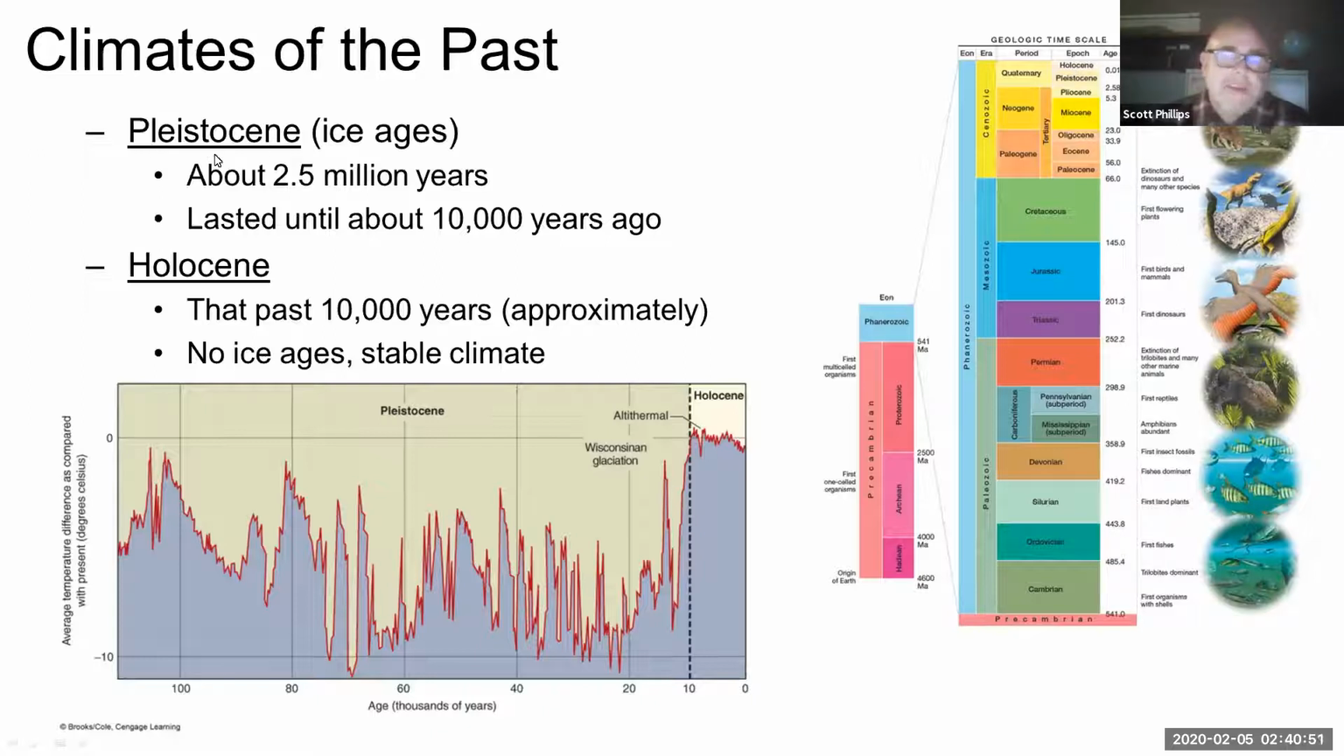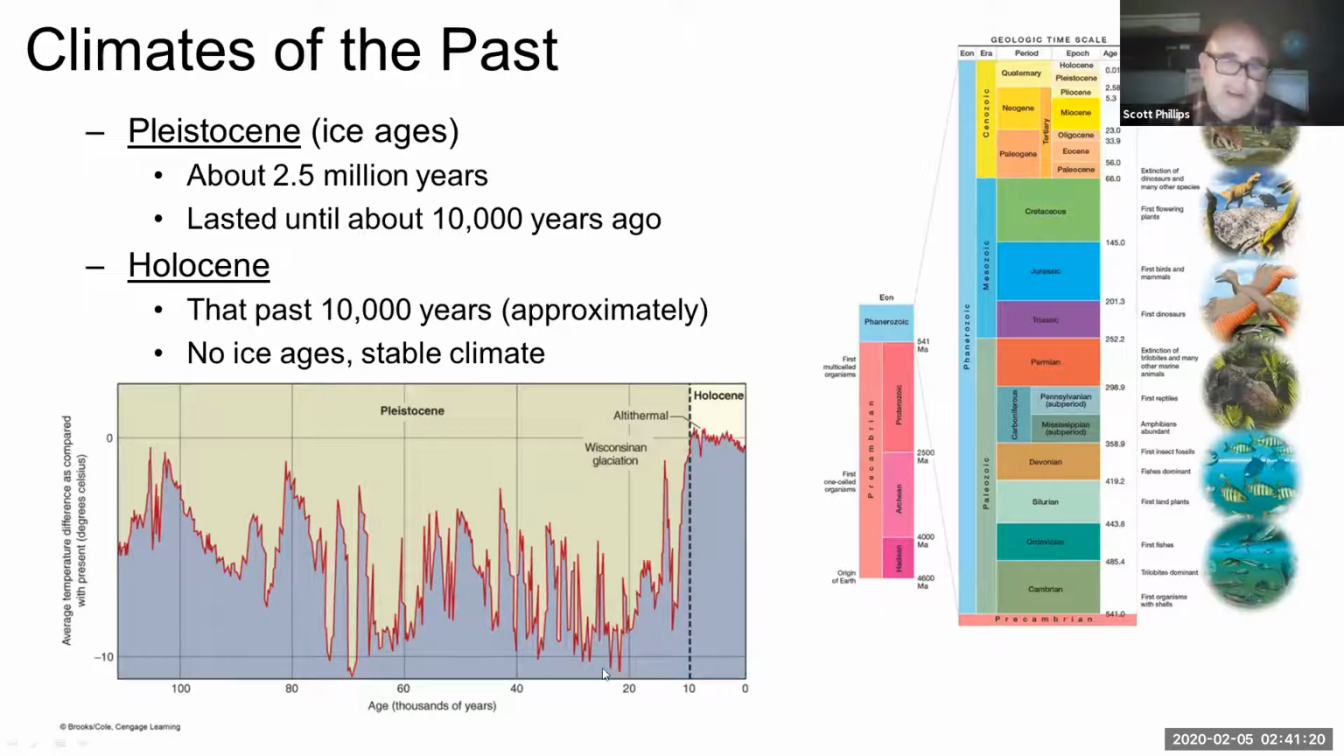And the Pleistocene is about 2.5 million years up till about 10,000 years ago. And also it's commonly known, this is when we had ice ages. So the ice ages occurred for over a few million years and up to about 10,000 years ago. Since then, we've been in a period called the Holocene. And so for the past 10,000 years, we've had a very stable climate and not much ice, no ice ages. So pretty warm, pretty stable.